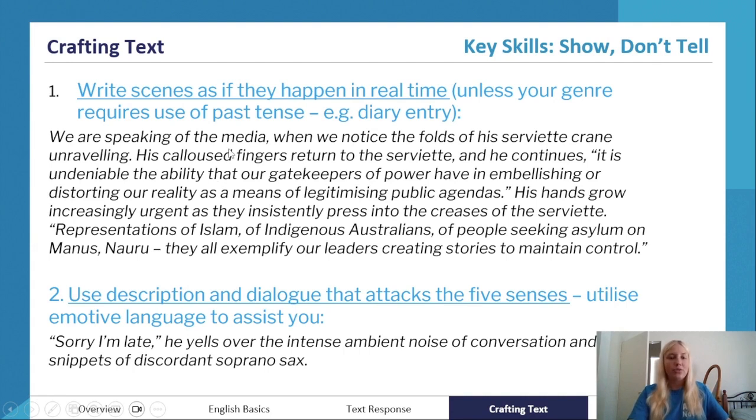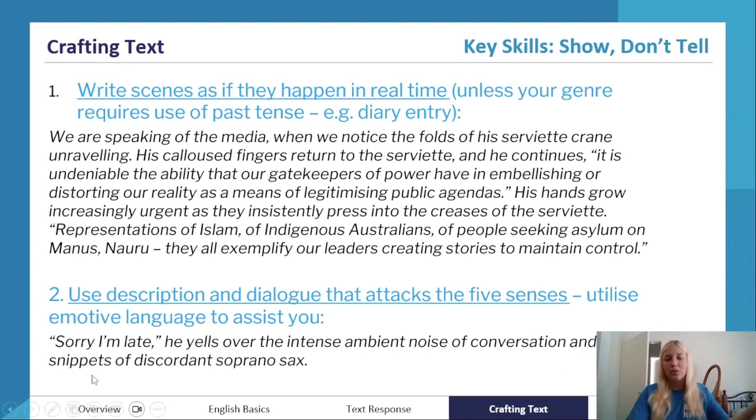And just a few tips. In general, aim to write as if the plot is happening in real time, unless your genre requires the use of past tense, such as a diary entry. I recommend for description to make it better, use language that attacks the five senses rather than just showing the reader what they see and what the setting looks like. Instead, describe it through the five senses. So if you were there, what would you hear, or what would you smell? What would you see? And you may just choose to do a couple of those or one of those.